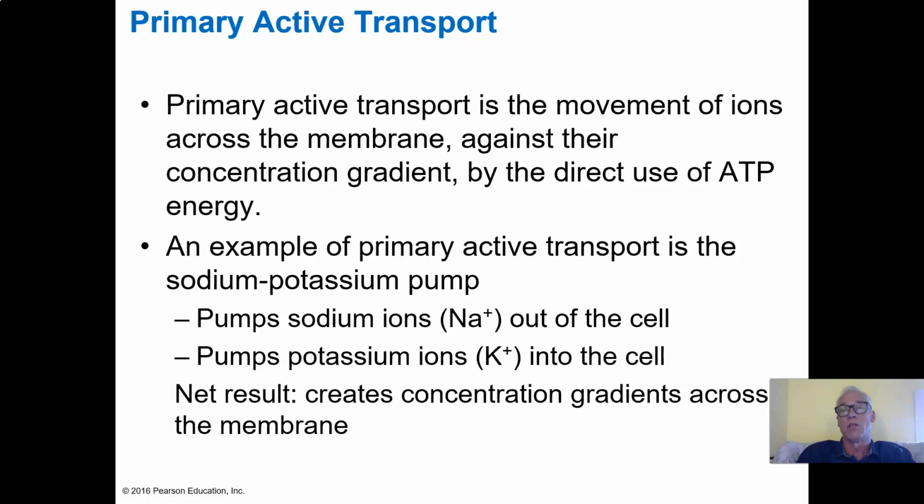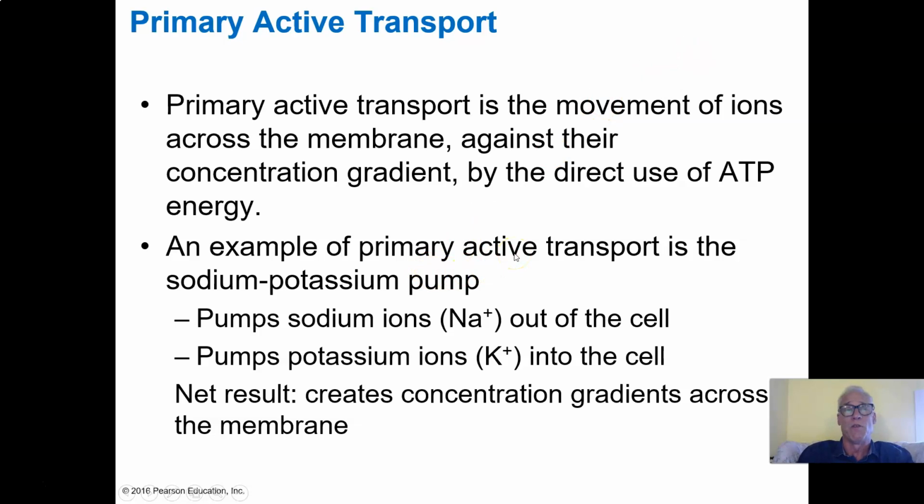Primary active transport is the movement of ions across the membrane against their concentration gradient using ATP energy. So we're talking about a carrier protein, kind of like what we talked about with passive facilitated diffusion, but in this case it's not a passive transporter, it's a transport protein that can hydrolyze ATP. So it's an ATPase enzyme, we say, which then allows it to transport a species against its concentration gradient.